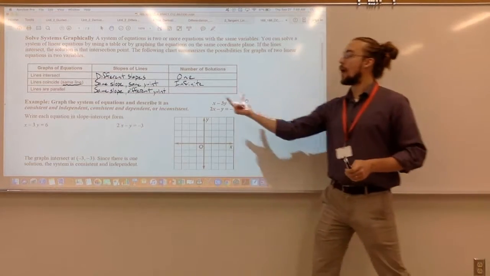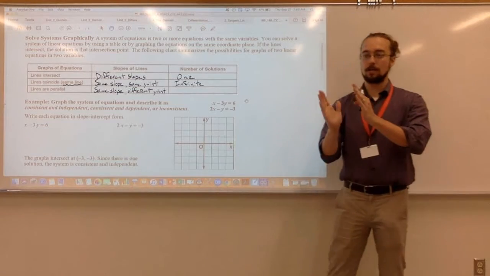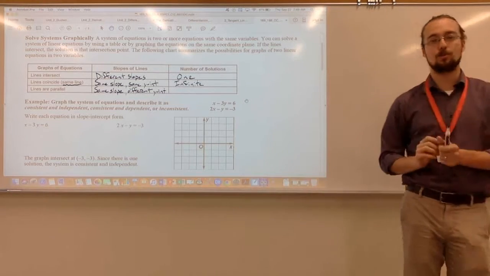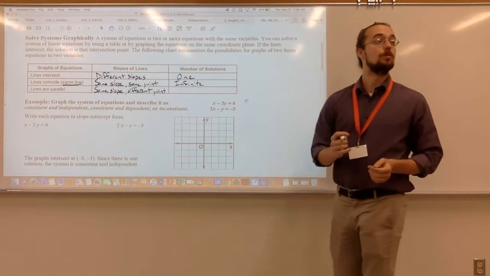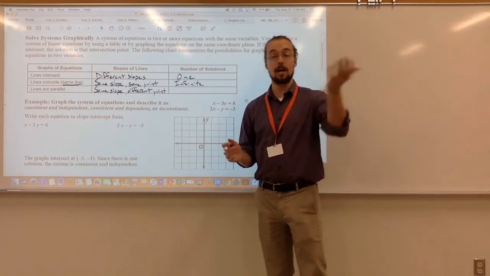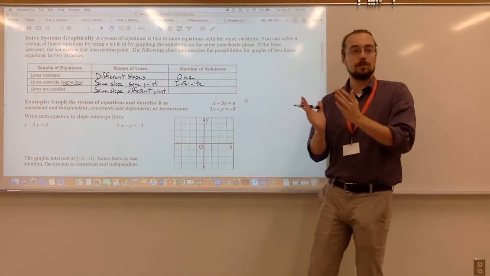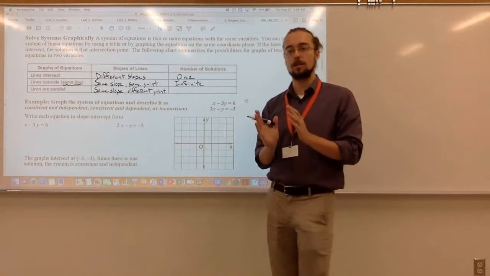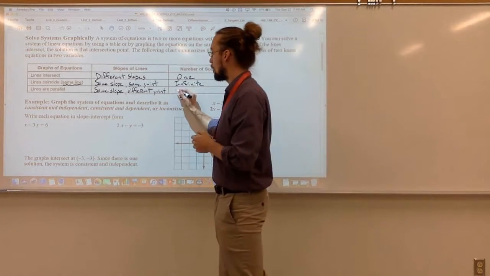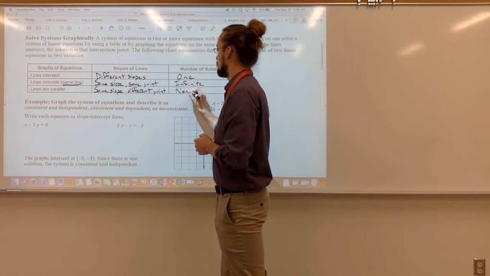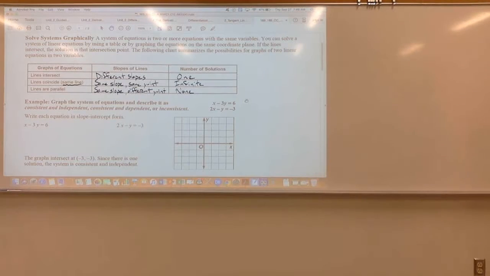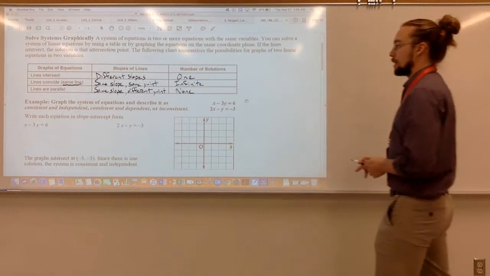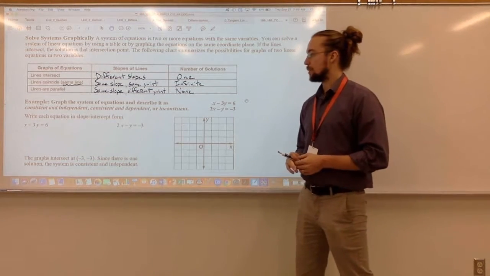Alright. So now, how many times would parallel lines cross? How many solutions would we have if I've got parallel lines? None. Yeah, exactly. They're never going to cross. That's our definition of parallel. They never cross. They never touch each other. So I'm not going to have any solutions. If two lines are parallel, they're not going to cross. I'm not going to end up with any solutions.